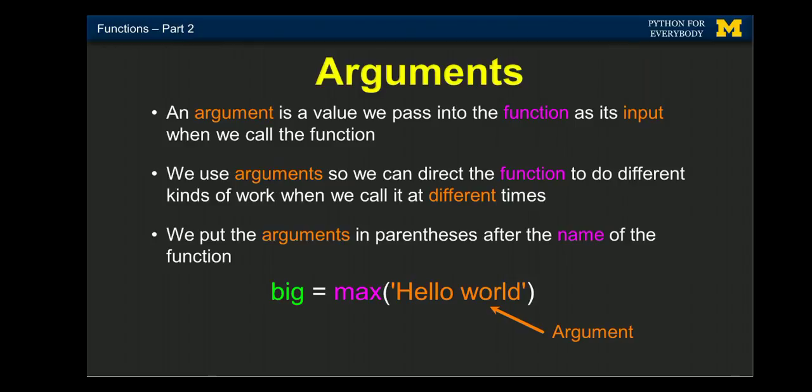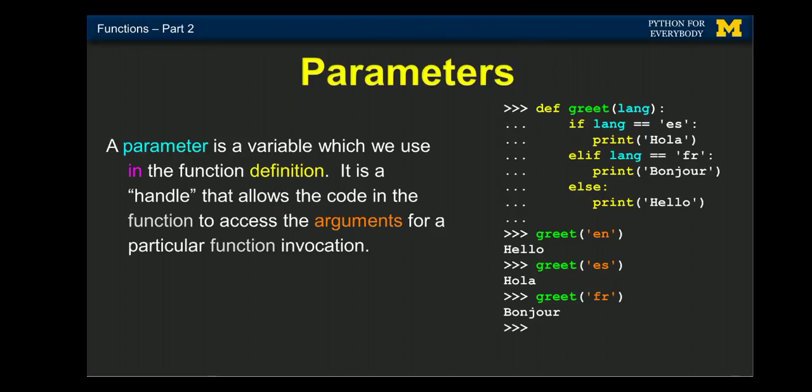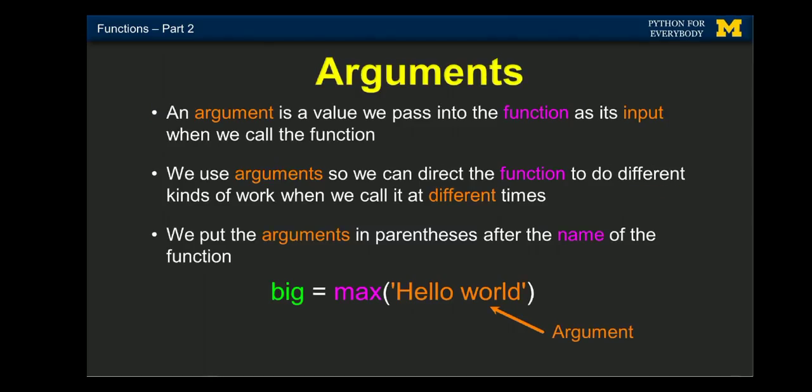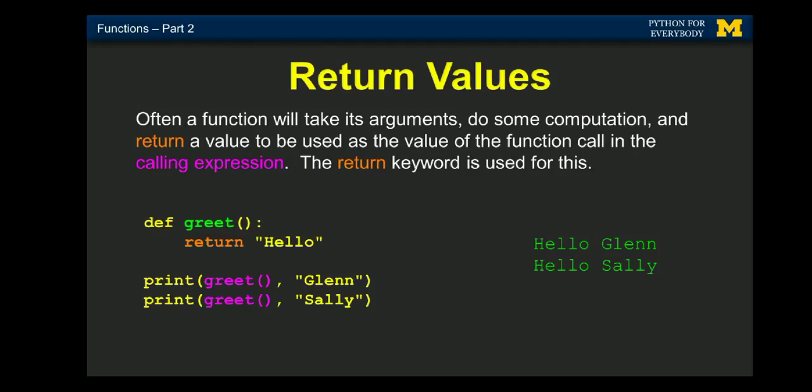An argument is a value we pass into the function as an input value. Parameters are variables, and arguments are the values we pass into the functions.